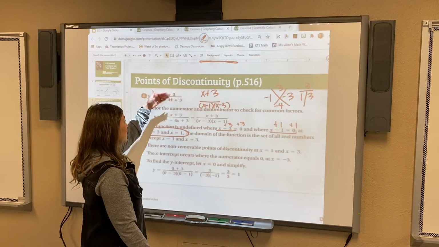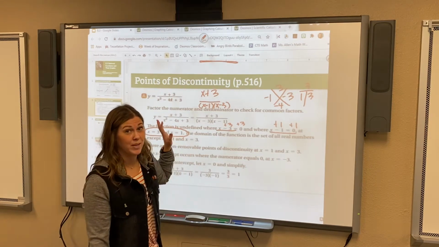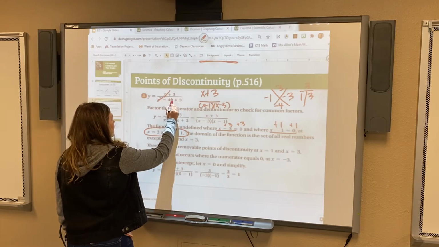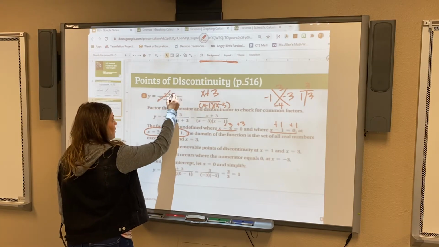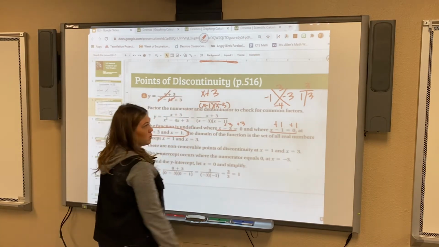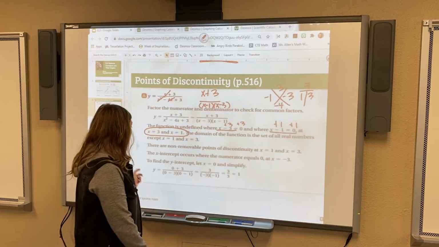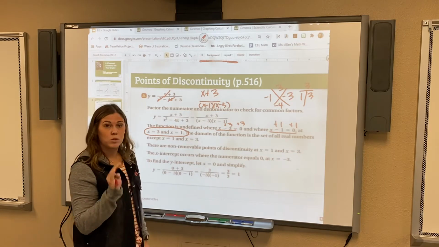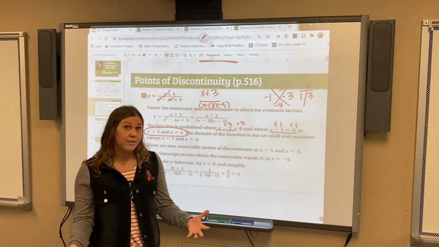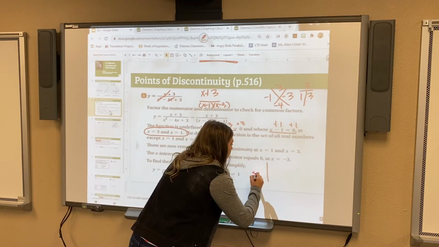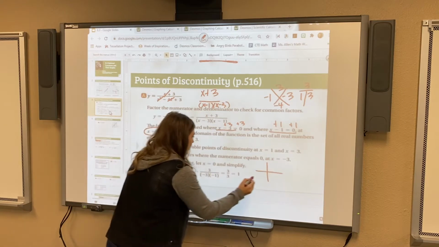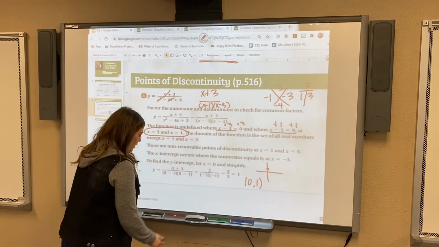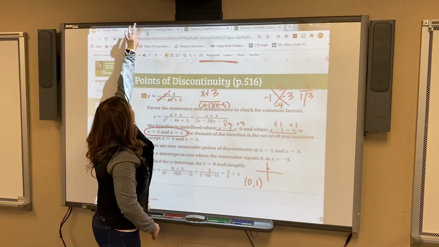If you go back to the original, I think it's kind of easier to look at your y-intercepts this way. If you have a 0 here, that cancels. 0 here, that cancels. 0 here, that cancels. So we just have 3 over 3, which is equal to our 1. Okay, so it's discontinuous at x equals 3 and at x equals 1. And then if we were wanting to graph this, we know that our y-intercept would be at 0, 1.